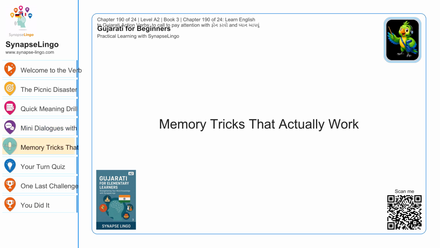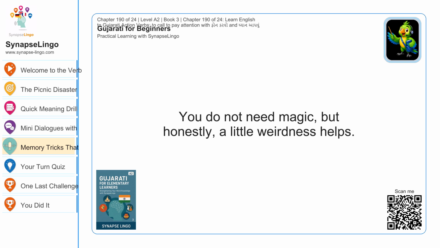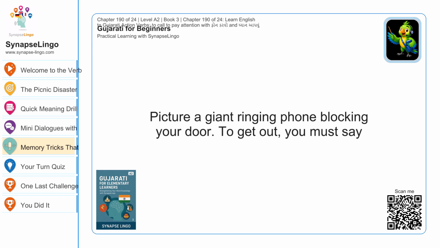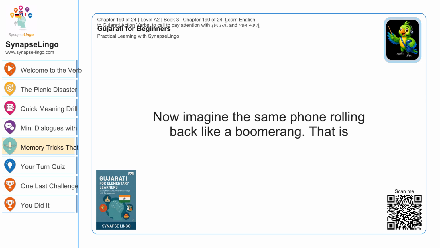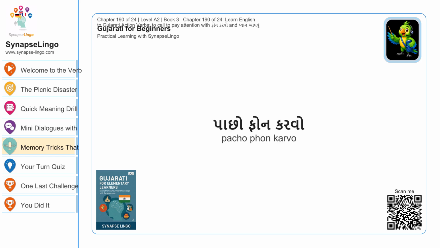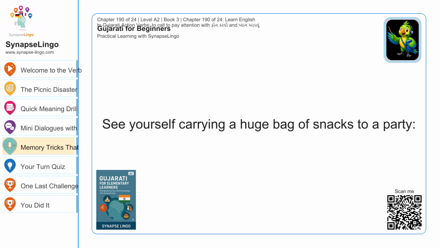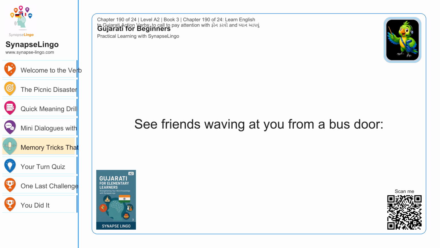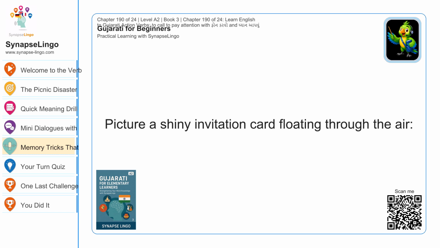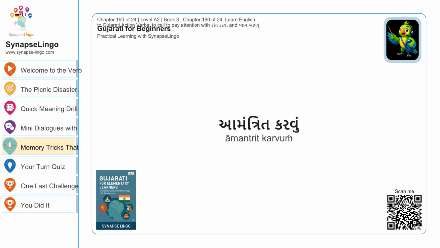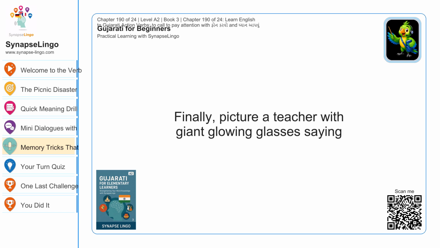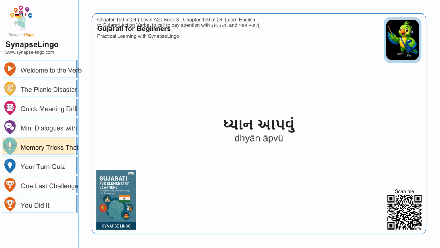Memory tricks that actually work. You do not need magic, but honestly, a little weirdness helps. Strange images make words memorable. Picture a giant ringing phone blocking your door. To get out, you must say, phone karvo. Now imagine the same phone rolling back like a boomerang. That is, પાછો phone karvo, to call back. See yourself carrying a huge bag of snacks to a party. લઈ આવવું. Bring along. Imagine a circle of dancers pulling you into the fun. ભાગ લેવો. Join in. See friends waving at you from a bus door. સાથે આવવું. Come along. Picture a shiny invitation card floating through the air. આમંત્રિત કરવું. Invite. Imagine trying on 10 ridiculous hats in a shop. અજમાવવું. Try out. Finally, picture a teacher with giant glowing glasses saying, ધ્યાન આપવું. Pay attention.